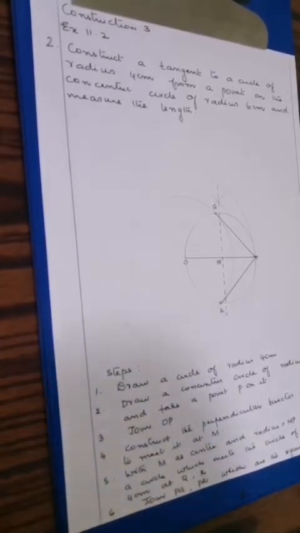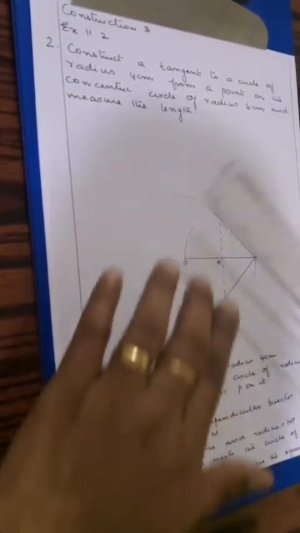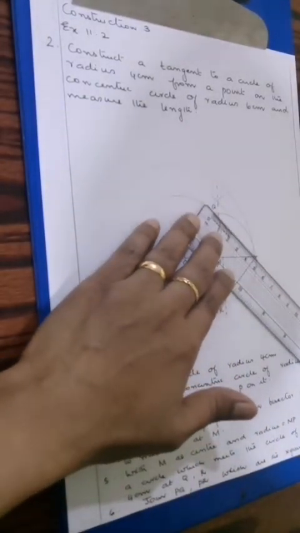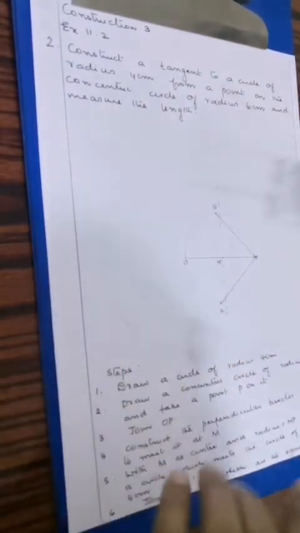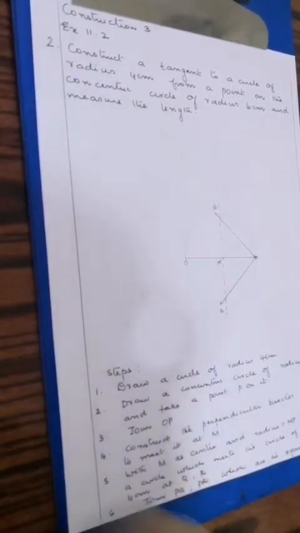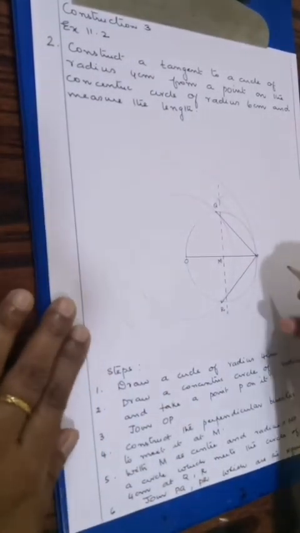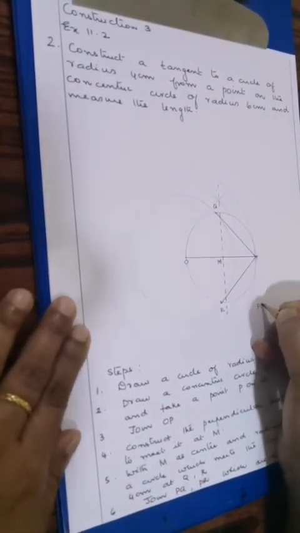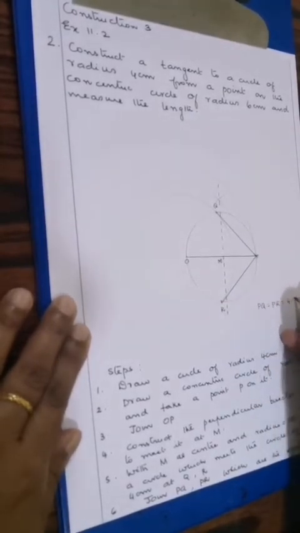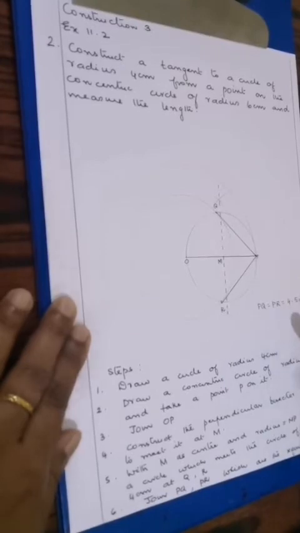The question is to measure the length. Let's see the measure of PQ and PR. PQ measure is 4.5. PR measure is also 4.5. We can make a note here: PQ is equal to PR is equal to 4.5 centimeter.